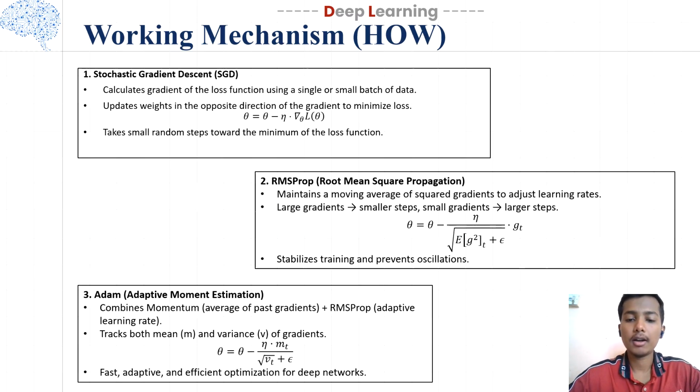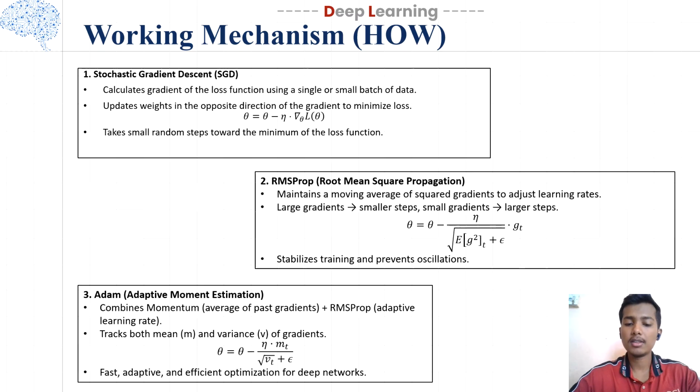Now let's look at how these three optimizers actually work. The first one is stochastic gradient descent. This one is straightforward. It calculates the error gradient using just one data point or a small batch. Then it updates the model weights in the exact opposite direction of that gradient to reduce the error. Because it uses only one sample, its path is noisy, taking small, random-looking steps toward the solution.